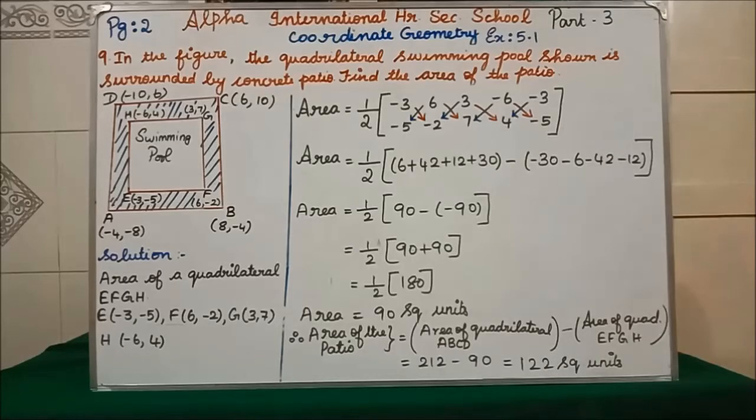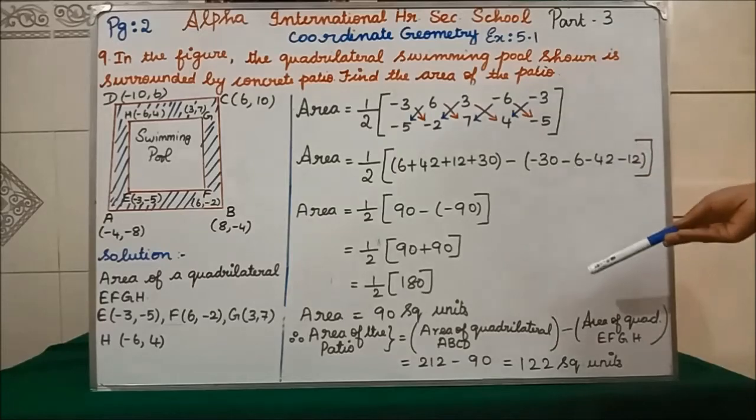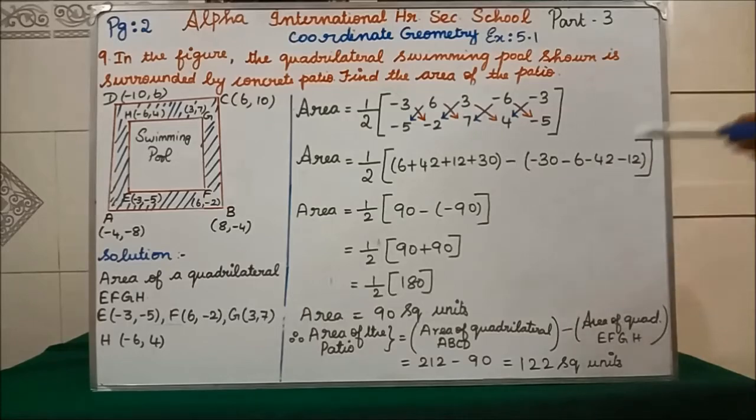Clear? What we have to find in this question? Find the area of the patio, they were asking. So how do we find the area of the patio? Area of the patio is equal to area of quadrilateral ABCD, the full quadrilateral, minus area of the inner quadrilateral EFGH. For ABCD we have got 212. For area of quadrilateral EFGH we are getting 90. So if we subtract 212 minus 90, we are getting 122 square units.